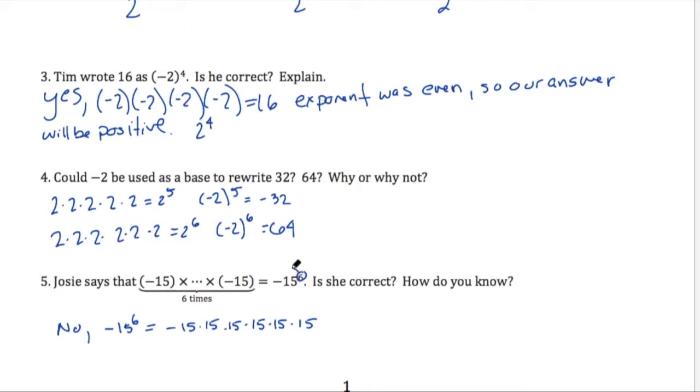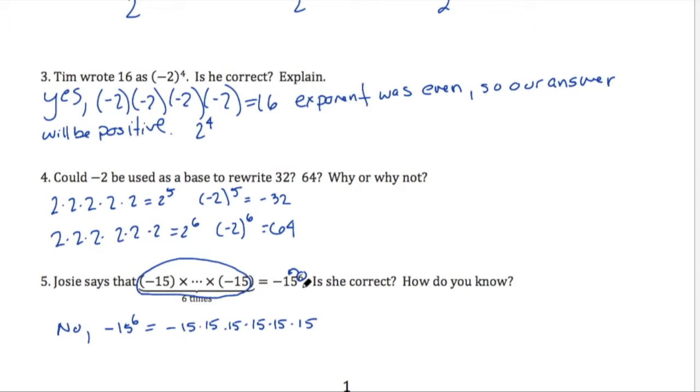So we would multiply the negative by 15 to the 6th, and we would get a negative answer, whereas we know what we started with here, negative 15 times itself 6 times, should be a positive number, but negative 15 to the 6th power, as she wrote it, would give us a negative.